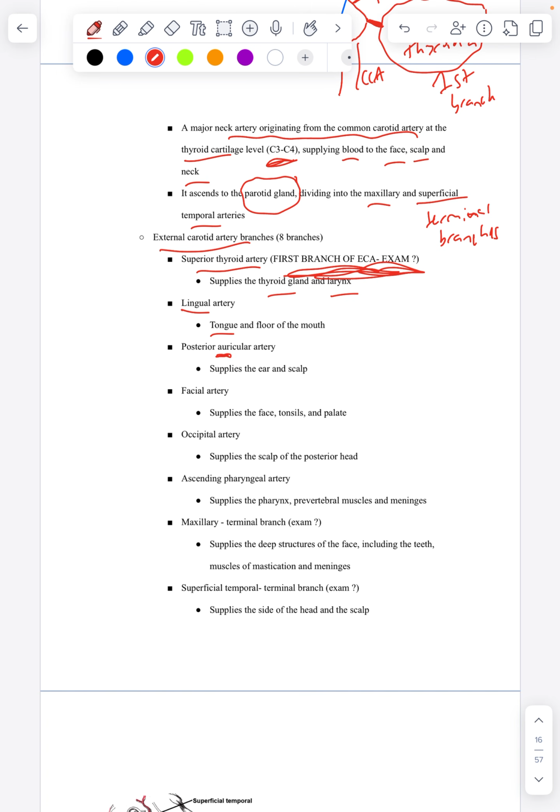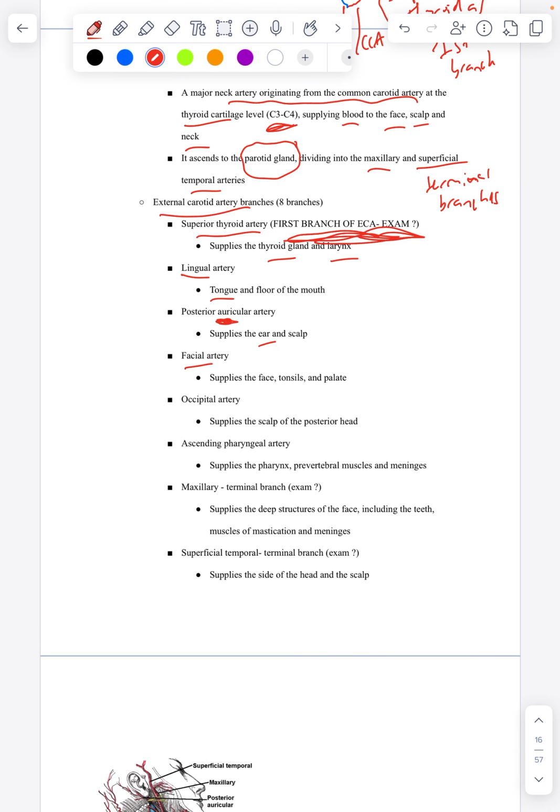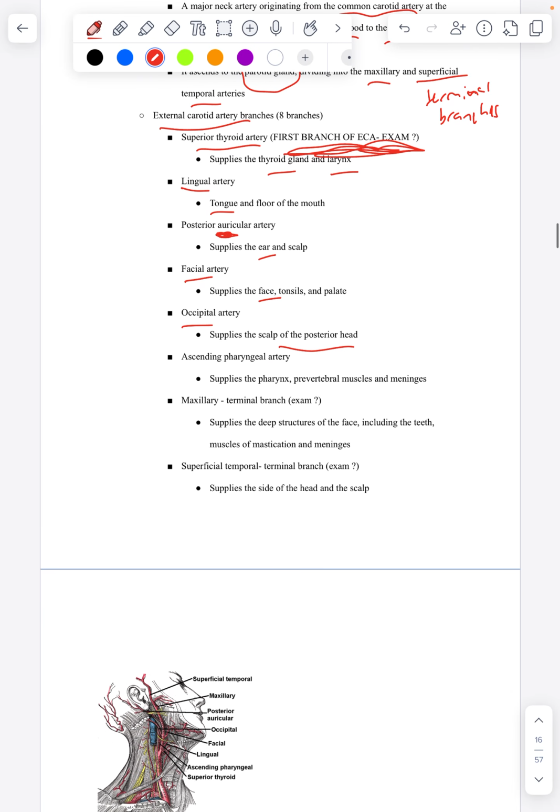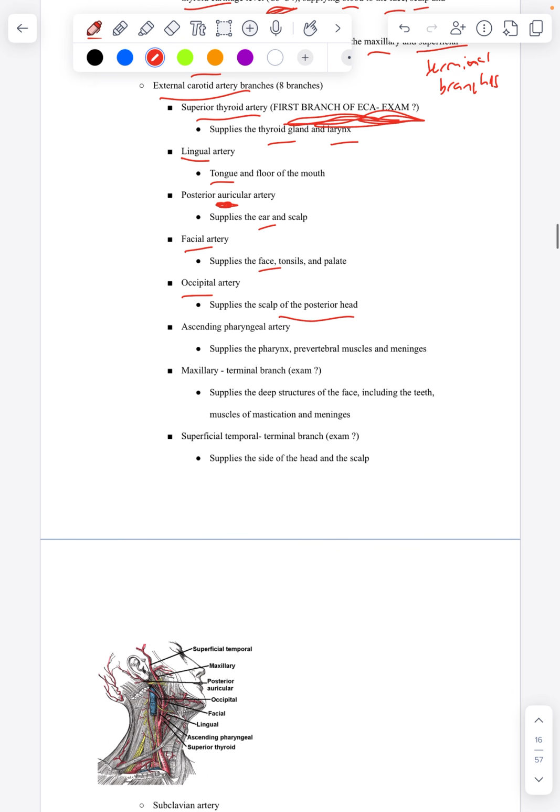Posterior auricular, remember we said auricular, ear. Facial, face. Occipital, back of head. Because remember when we talk about the occipital, the greater occipital nerve, which is part of the cervical plexus, we said is like back, lower part of your head. You have your occipital lobe there. Anything occipital is going to be in that range.